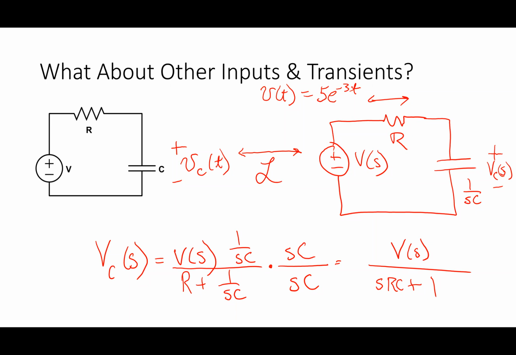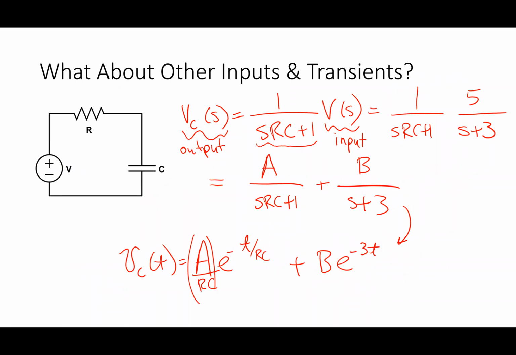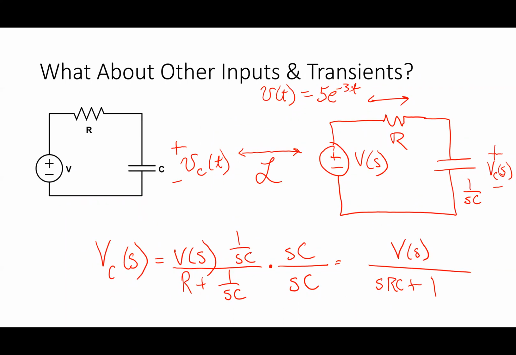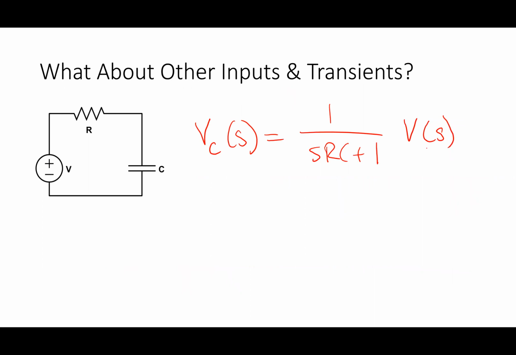I would argue that that is a simpler approach than writing the differential equation. If I look at the circuit, I never have to do that. The other thing is, if I look at what I ended up with there, V sub C of S is 1 over SRC plus 1 times V of S. And I can plug in for that input that I chose, V of S would be 5 over S plus 3.